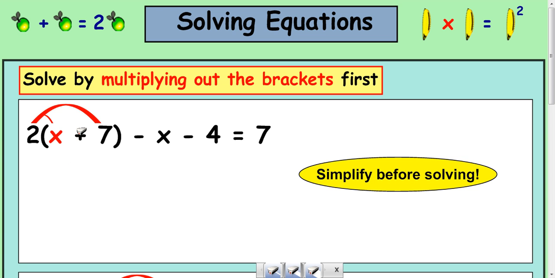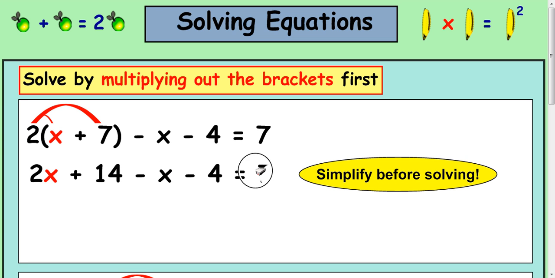Multiplying this bracket by 2 first is the first step of this, before doing anything else. So that's going to give me 2x plus 14. And just rewrite the rest of the equation. Take away x, take away 4 equals 7.